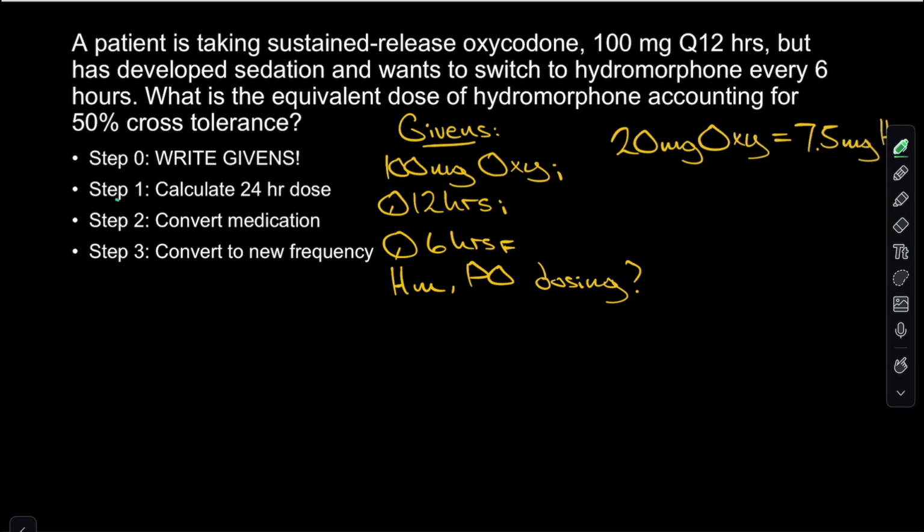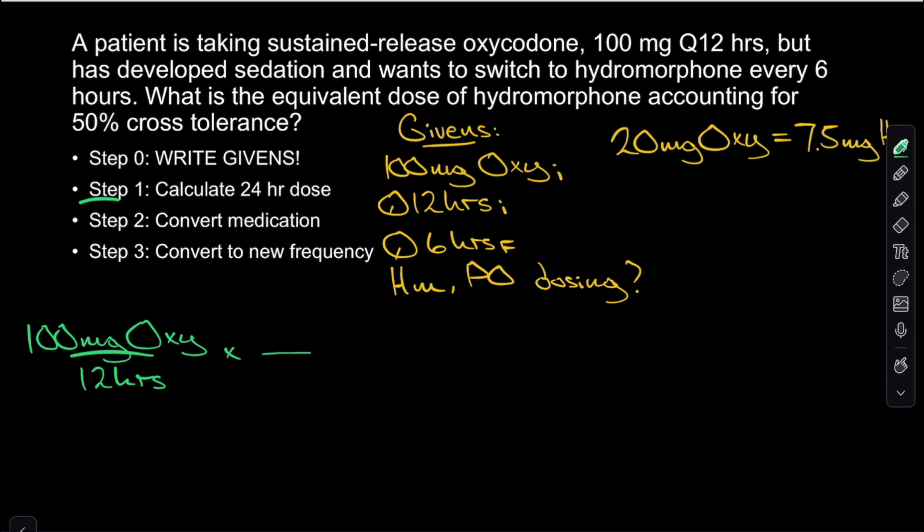We're going to start with first, right here, step 1, calculating our 24-hour dose. So 100 milligrams oxy, and then that's going to be per every 12 hours.